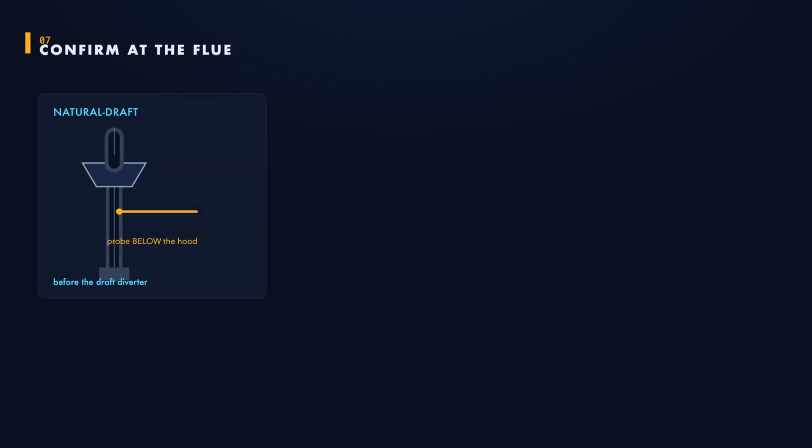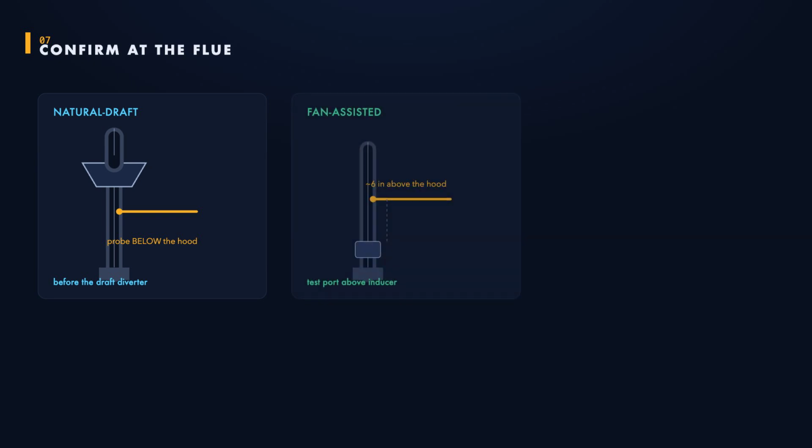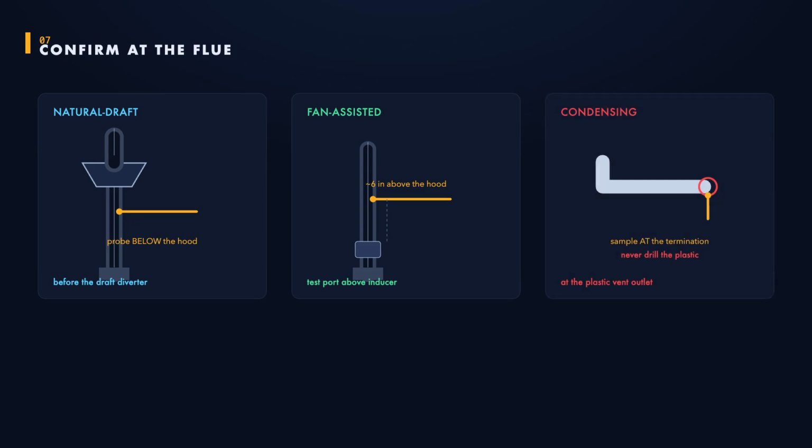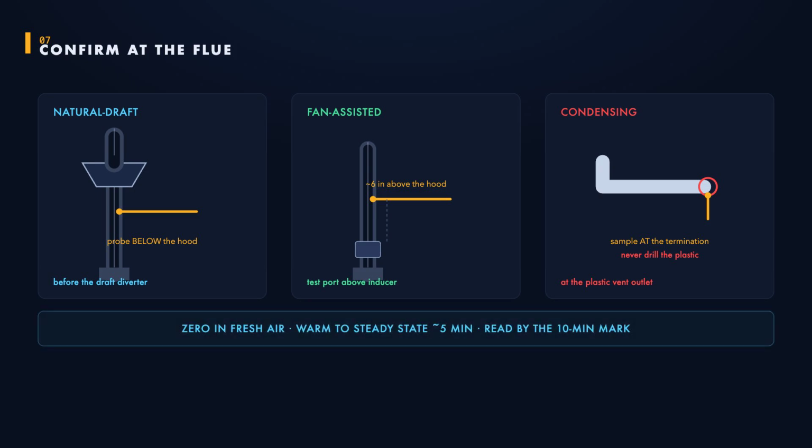Confirm at the flue with combustion analysis. Sample the undiluted gas. On a natural draft appliance, before the draft hood; on a fan-assisted unit, a port about 6 inches above the hood or inducer. On a condensing appliance, at the plastic termination, never drill the plastic. Zero in fresh air first, then insert the probe. Let it warm to steady state, about 5 minutes, and take your reading by the 10-minute mark.